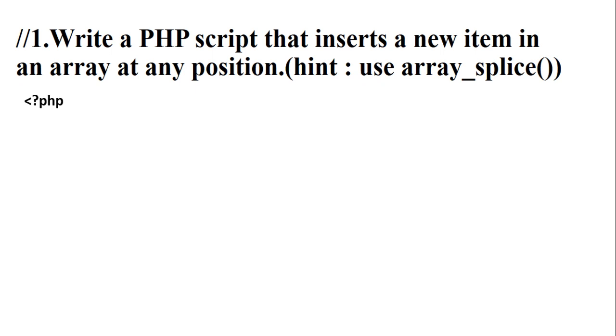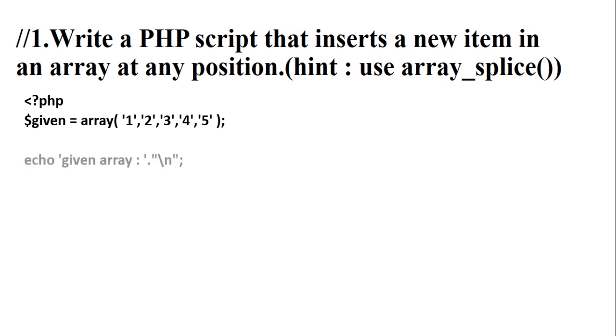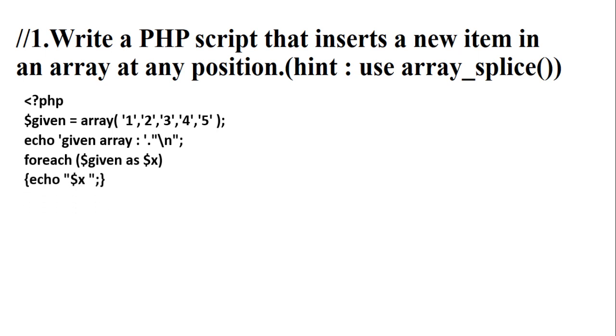So write a script: first the PHP tag, then $given array. Here the elements are 1, 2, 3, 4, 5. These are the elements of an array. This given is your original array. After that, we are trying to print all the elements of an array. So we print the given array using foreach $given as $x. So we are printing all the elements of an array here one by one. So display equal $x.